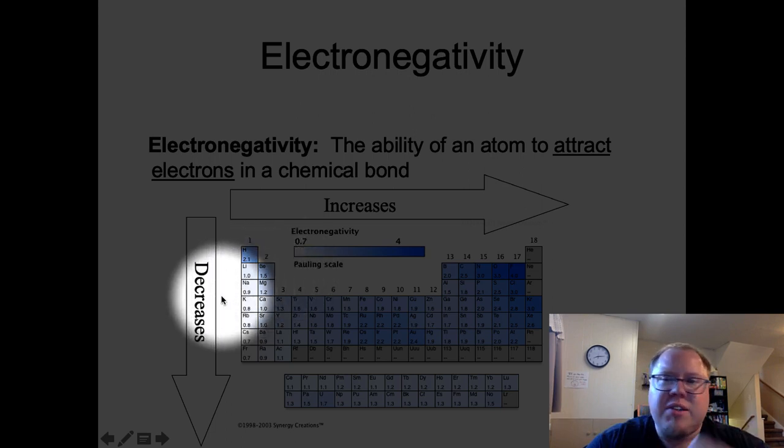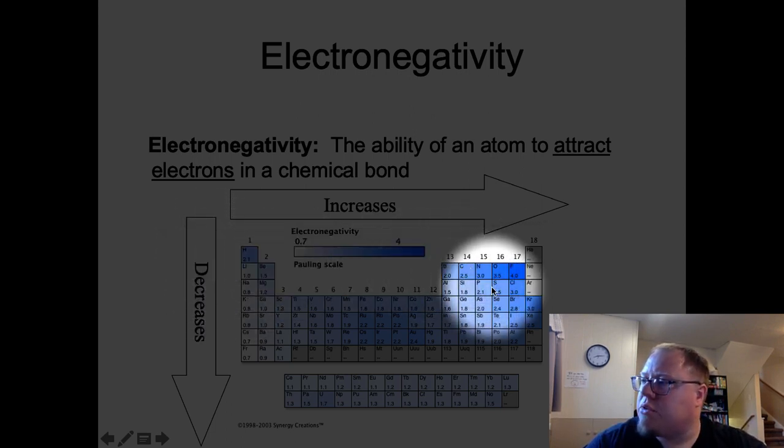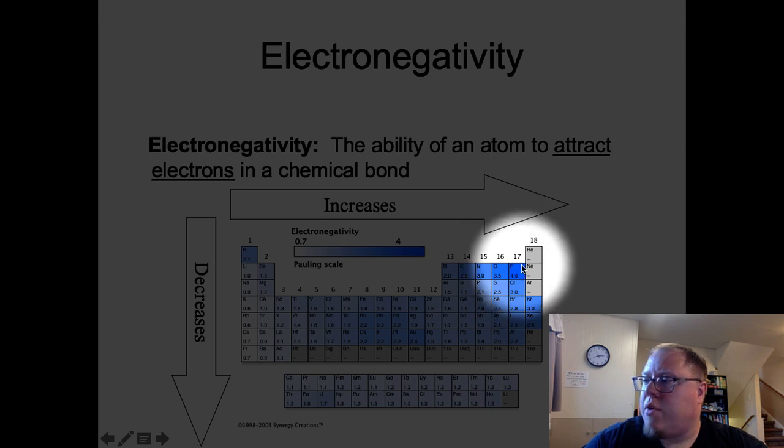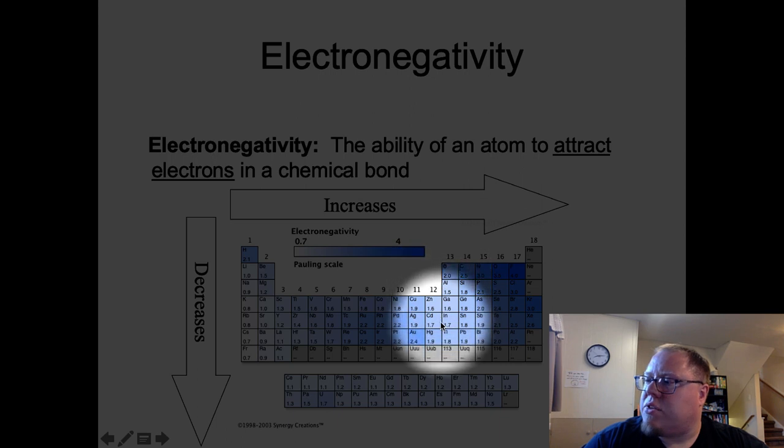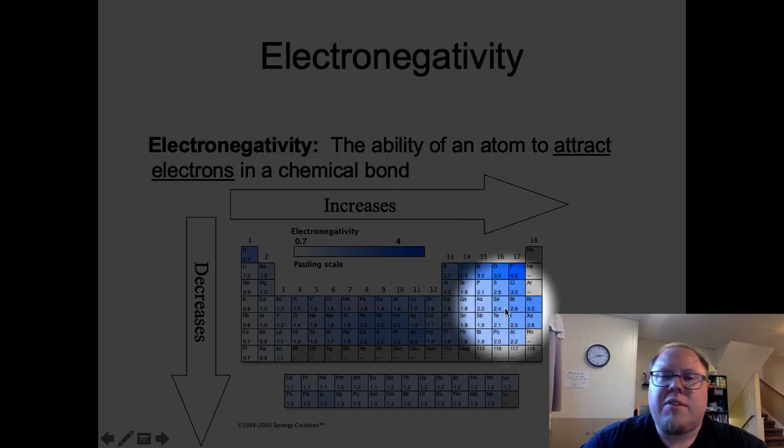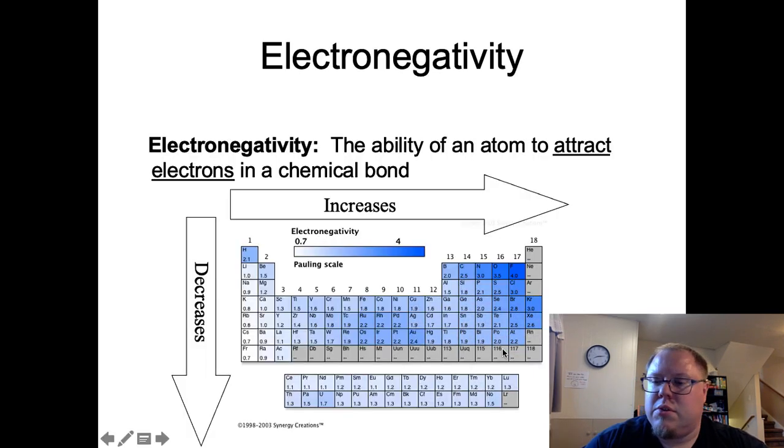Okay, so the pattern here: electronegativity, how much it attracts electrons, increases as you get closer and closer to fluorine. Okay, fluorine right here, not to the noble gases though. And it decreases as it gets bigger. So as you go down in a family, it gets less and less attractive to electrons.